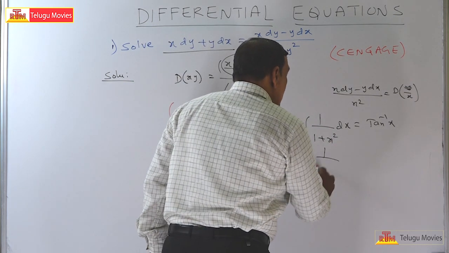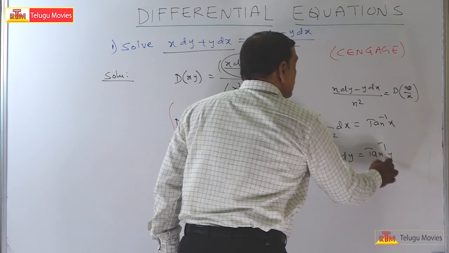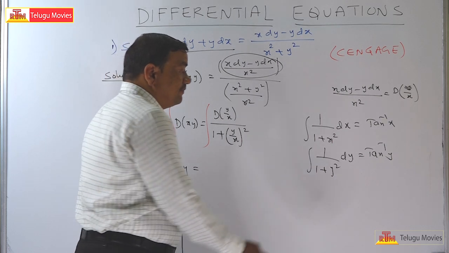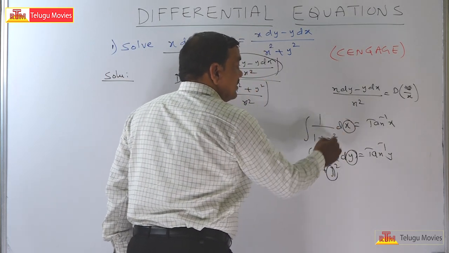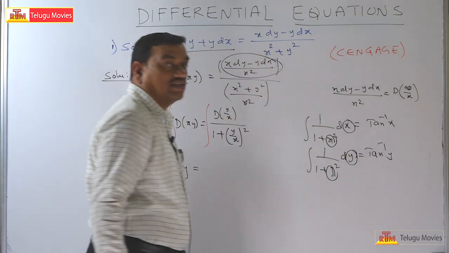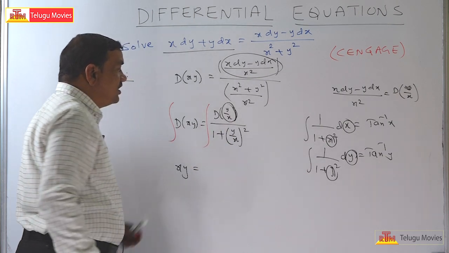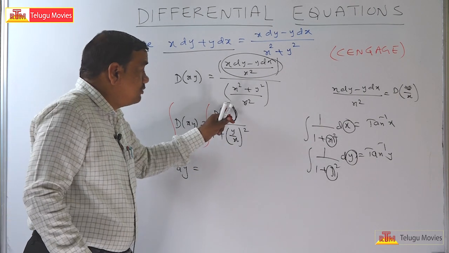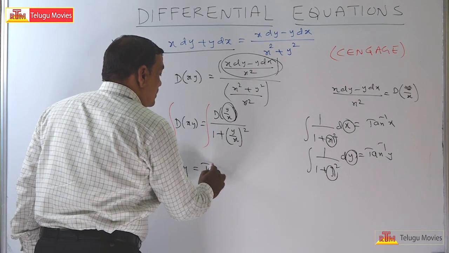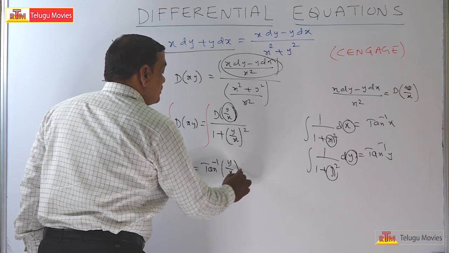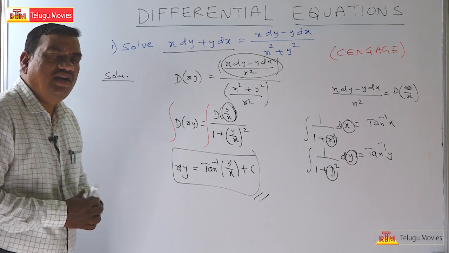If it is 1 by 1 plus y square dy, this is tan inverse of y. That means if it is y here, also y, tan inverse of y. Here it is x, tan inverse of x. Understand here. Here also you are integrating with respect to y by x. Therefore, this is tan inverse of y by x plus c. This is your solution. Understand? Very nice problem this is.